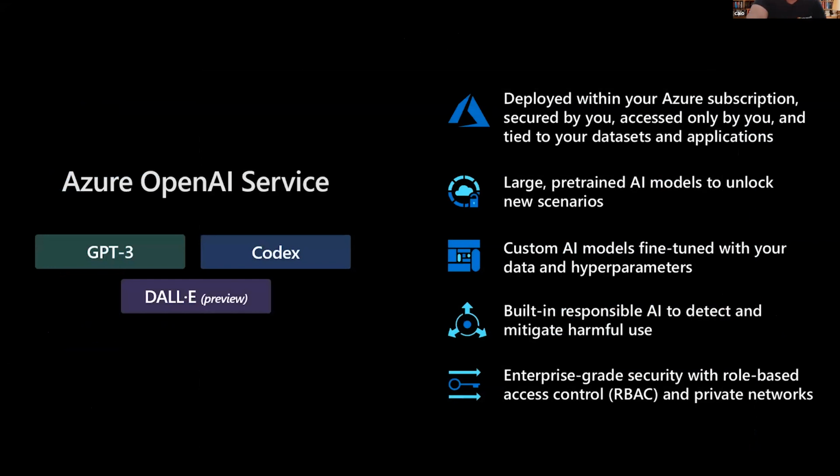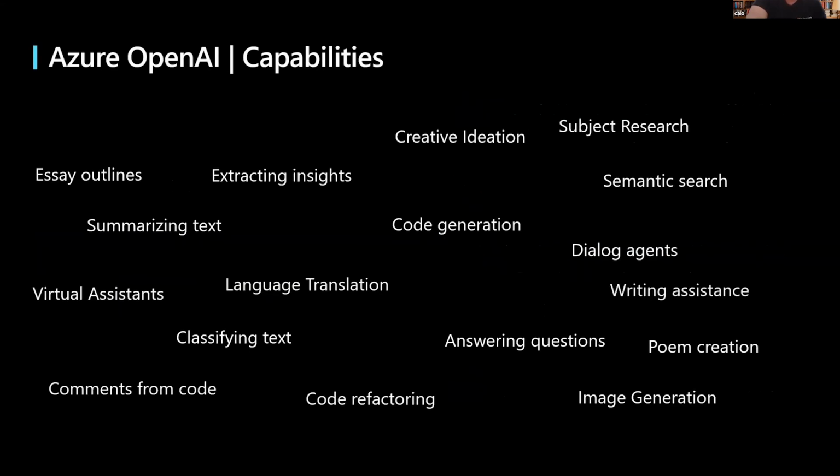Basically, that is the way you're going to deploy this into your Azure subscription. You can leverage this large pre-trained AI model, and also you can fine-tune your model, and you can also use the integration with Azure, for example things like enterprise-grade security with role-based access control, and private networks as well.